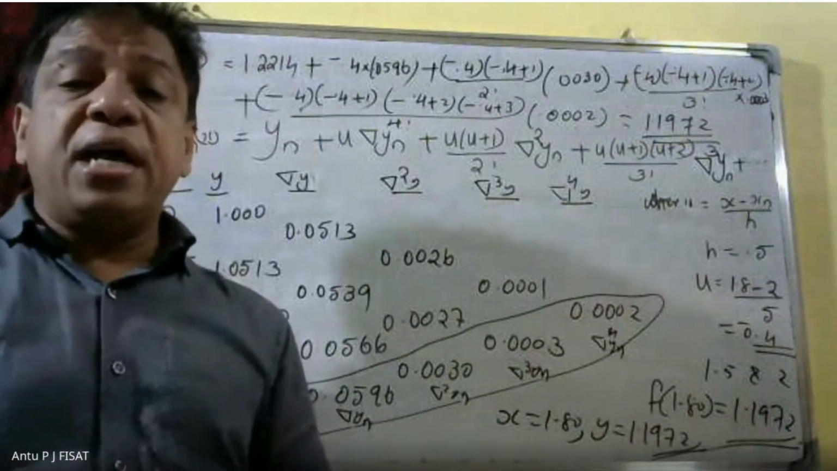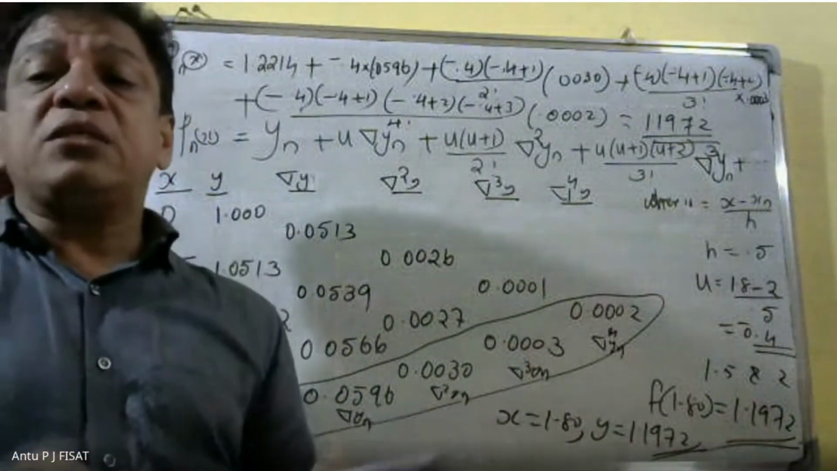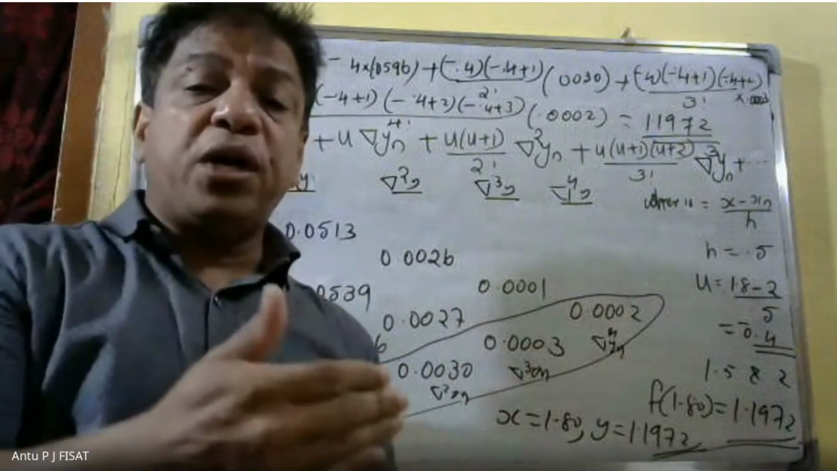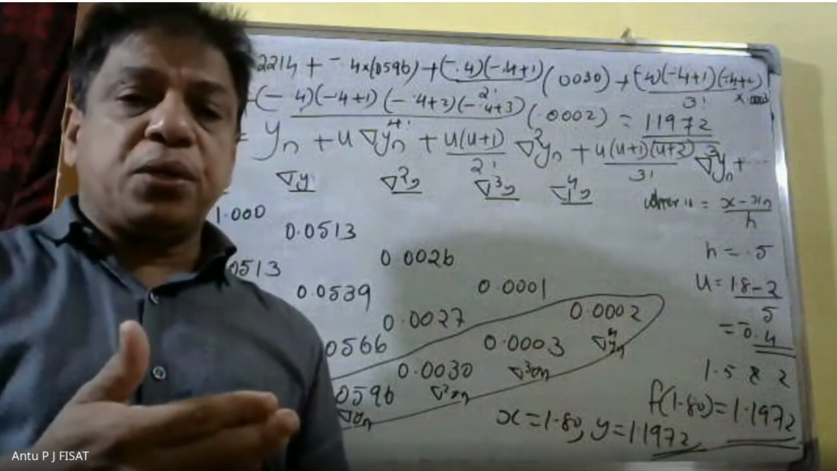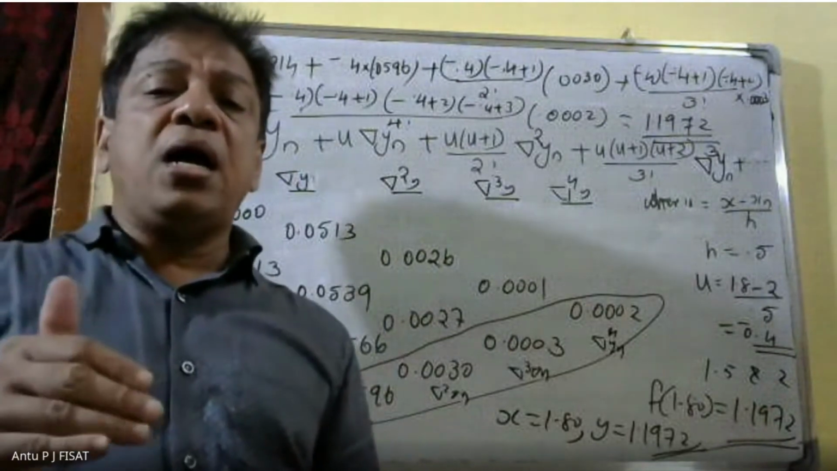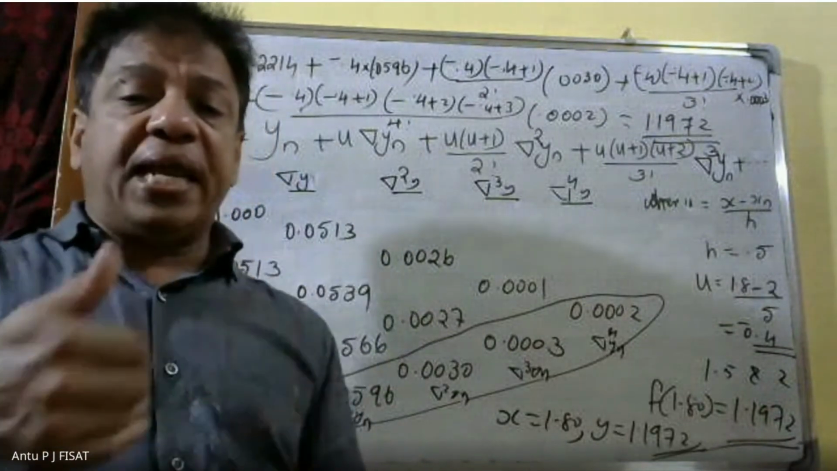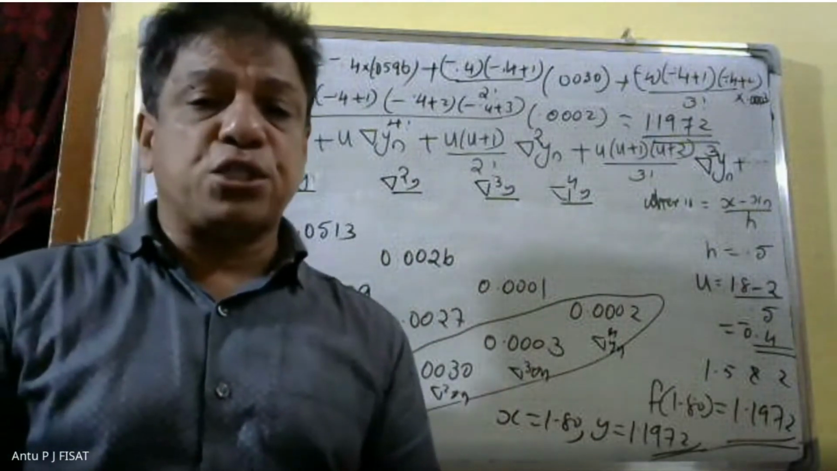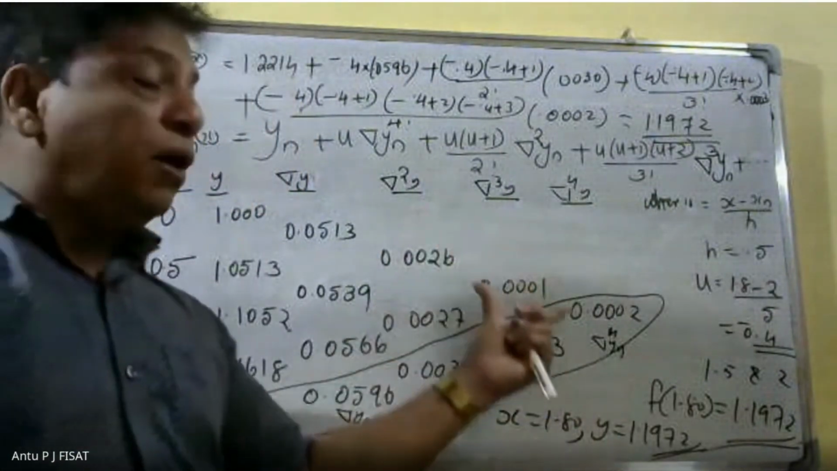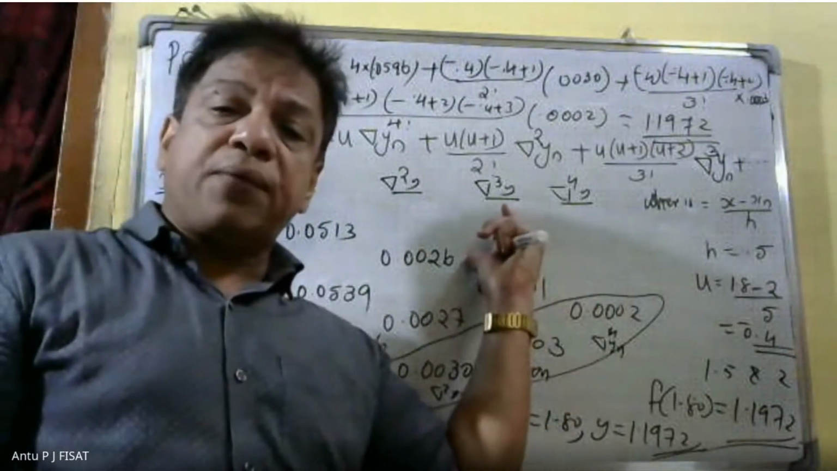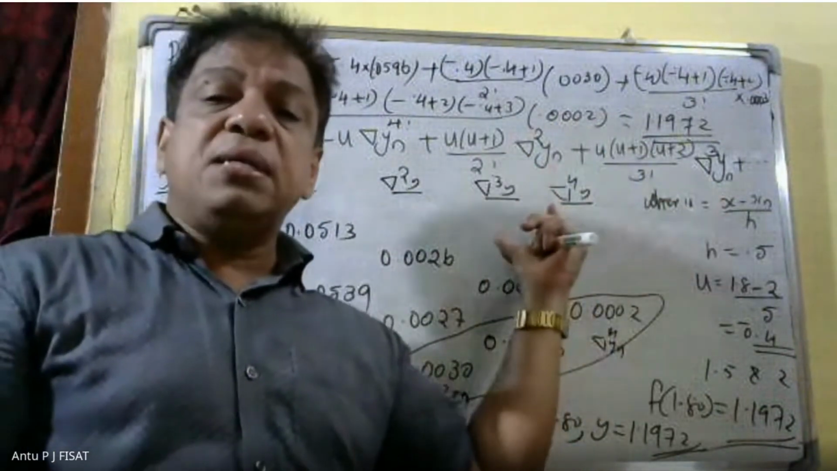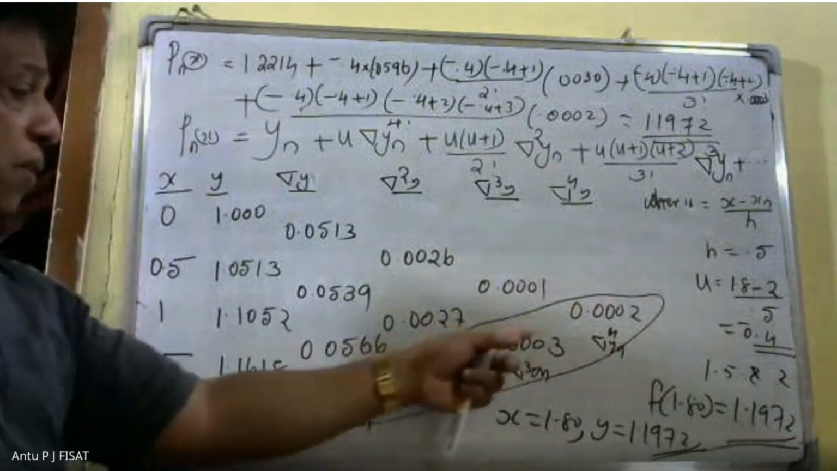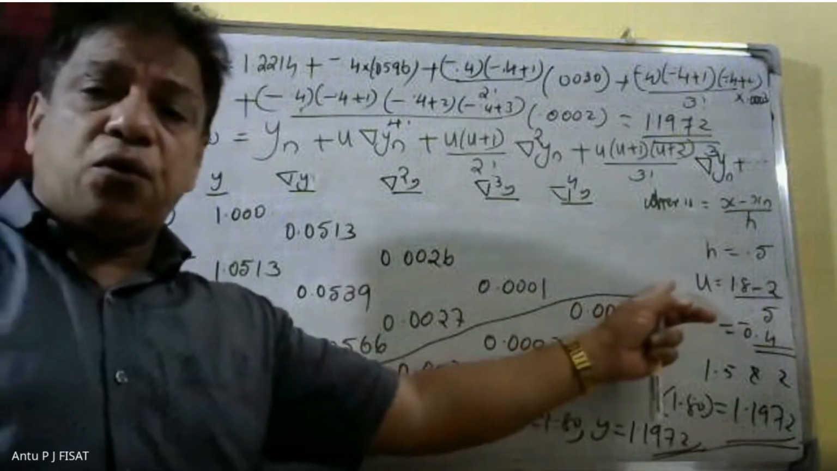Newton's backward interpolation formula. Newton's backward interpolation formula is normally used when we have to calculate near the end value. Newton's forward interpolation formula, we use for the beginning case. In the end case, we use Newton's backward interpolation formula. The table is the same for both Newton's backward and forward, but we take the del values differently. Here the del values are taken from the lower diagonal.